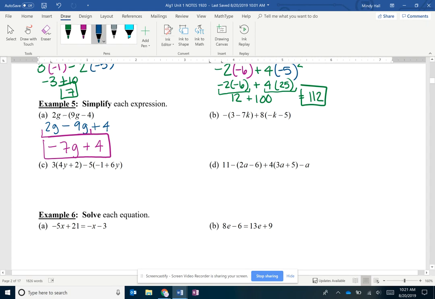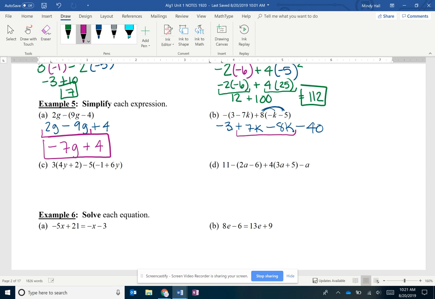So for the next one, we have a negative in front, so I'm going to go ahead and distribute. It's going to be a negative 3 plus 7k, so notice it just changes the signs. And then when I distribute this 8 out, 8 times negative k gives me negative 8k, and 8 times negative 5 gives me negative 40. So then, based on this information, I can combine my like terms. 7k minus 8k gives me negative k, and then negative 3 minus 40 gives me negative 43. Okay, so these answers may not be the prettiest numbers, but it is okay.